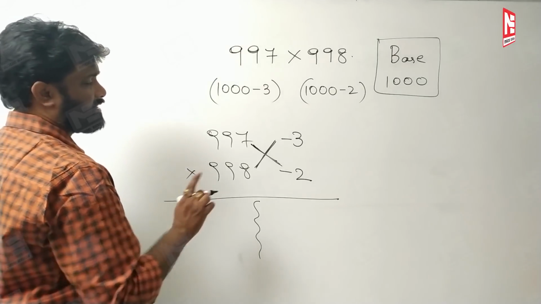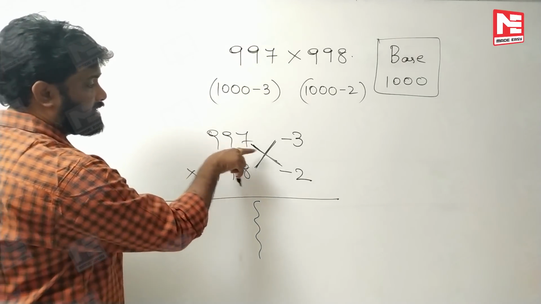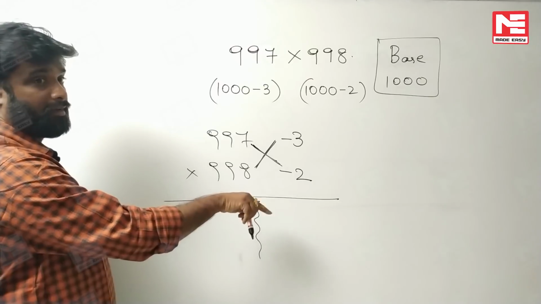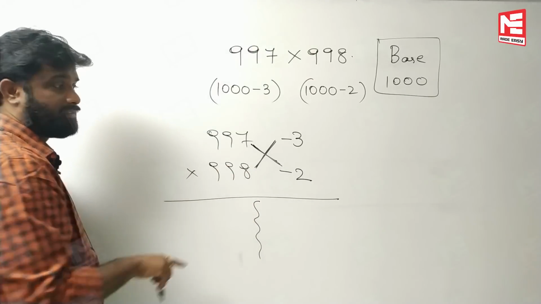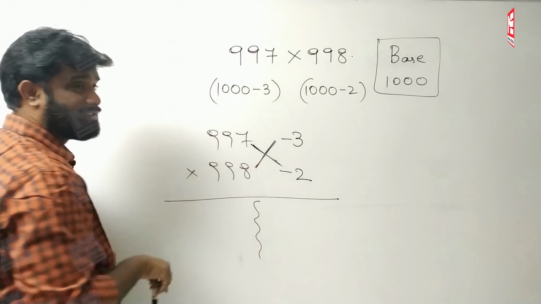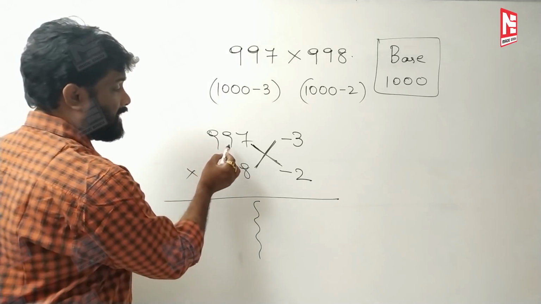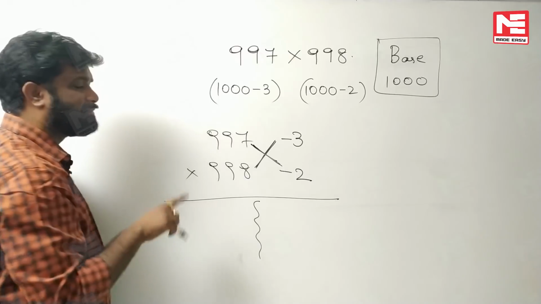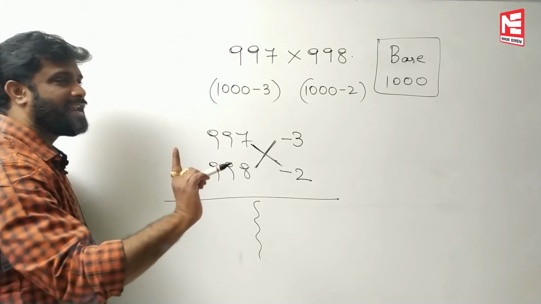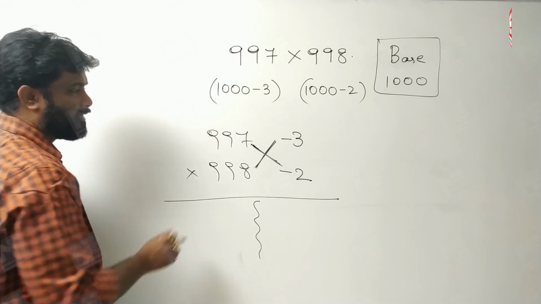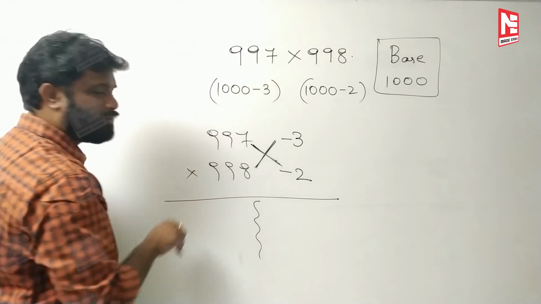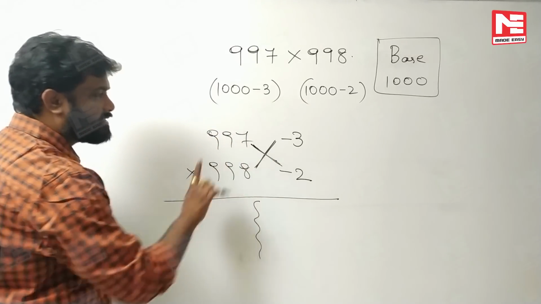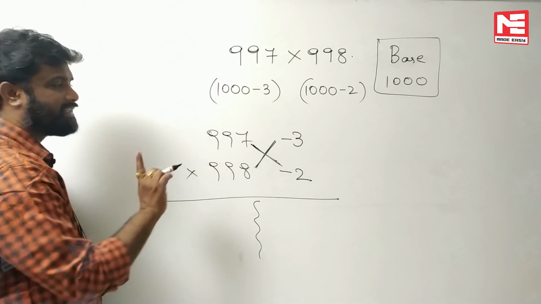So now, my dear friends, here the beauty is 997 minus 2. Now you understood why I am putting minus 2, because you have to do minus here. That minus is telling you to do minus in this cross operation. So 997 minus 2 or 998 minus 3, you can see you will get the same number, that is 995.